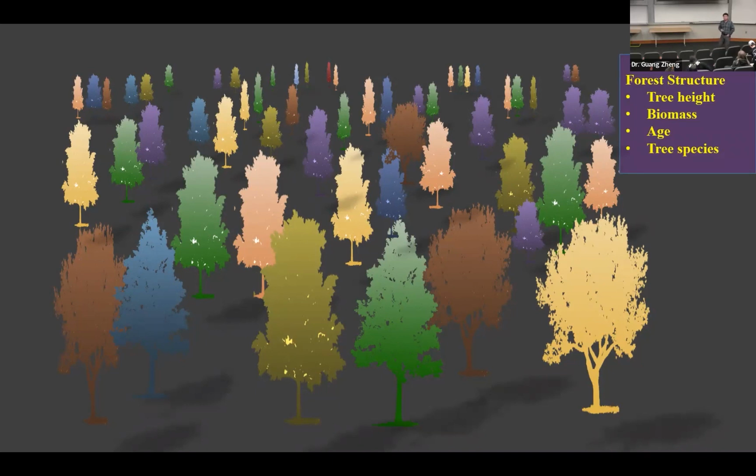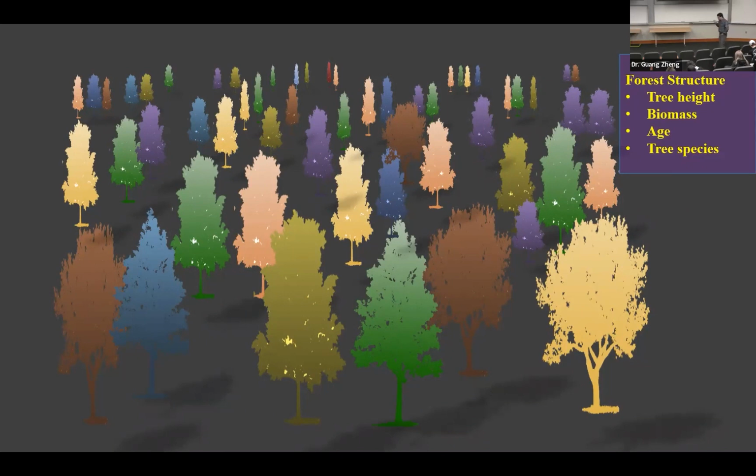In forestry, we call that forest structure information. Similar to persons, we need to know the tree height and weight. For trees, that's talking about the biomass. How much organic matter do you have for each individual tree? And also the tree species, all of that very fundamental information.